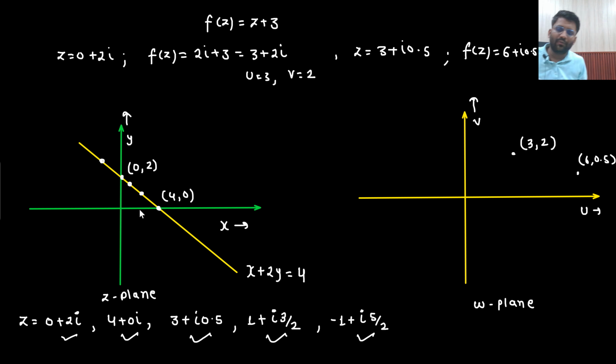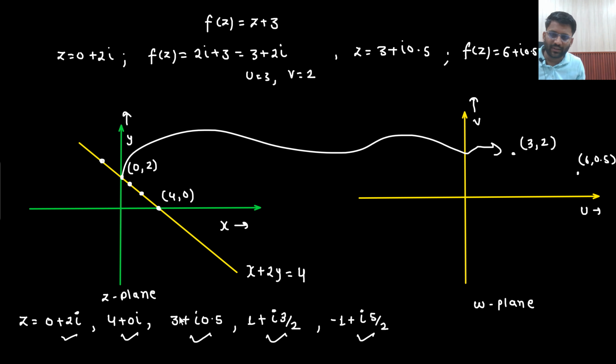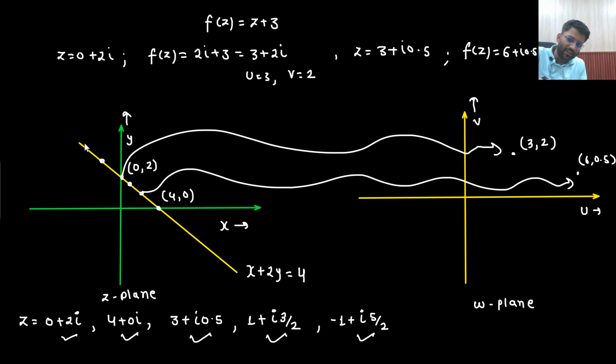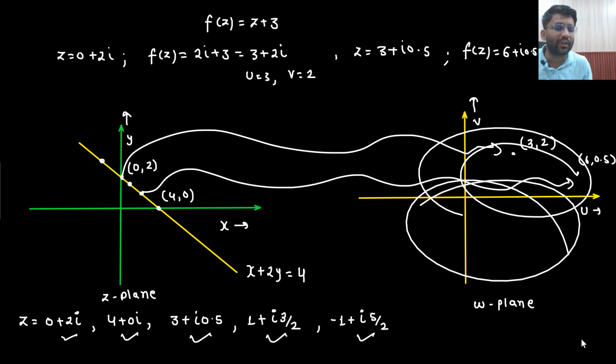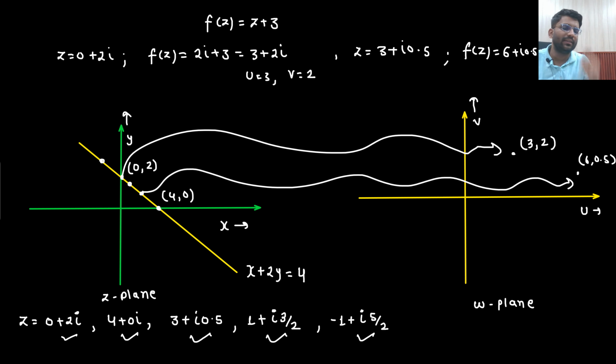So, in that manner, sir, which points have you plotted? You have plotted this particular point here, right? You have plotted which point? 3 plus iota 0.5. This particular point you have plotted here. In that manner, sir, whatever the points are lying on this line, you plot all the points here, and let me know what kind of locus you will be getting. Will it be a straight line, or will it be a circle, or what would it be? That they are asking.